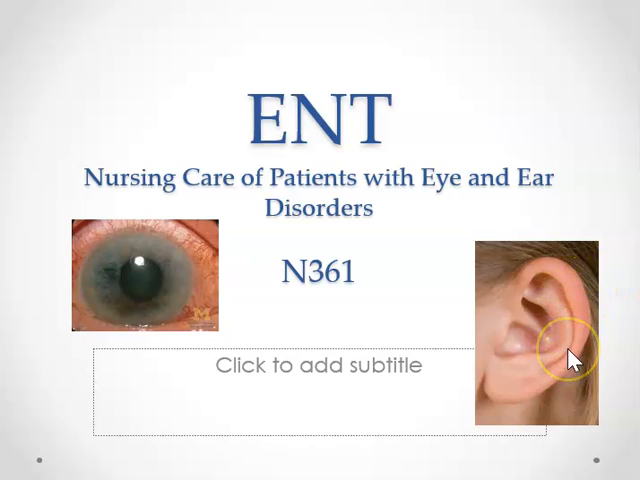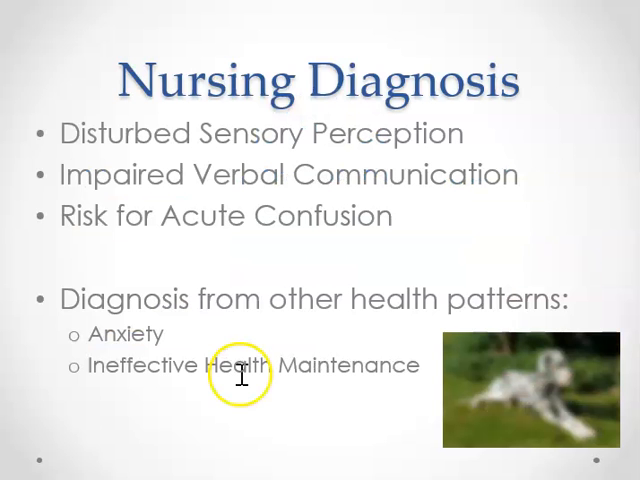This lecture is covering nursing care of patients with eye and ear disorders. These are going to be some of the examples of nursing diagnosis we would use. We have disturbed sensory perception, impaired verbal communication, and risk for acute confusion. We could also use some diagnosis from other health patterns such as anxiety and ineffective health maintenance.